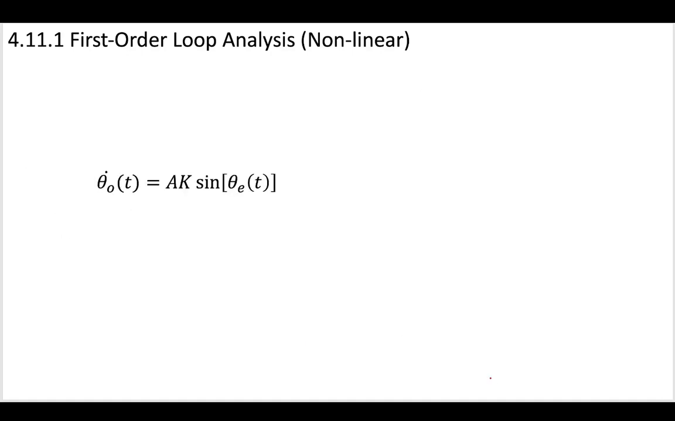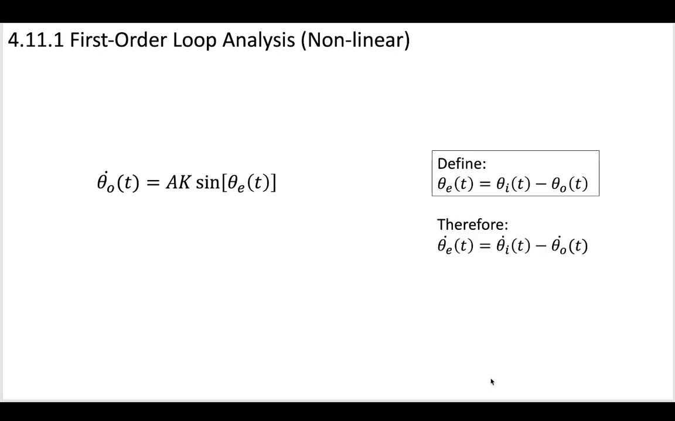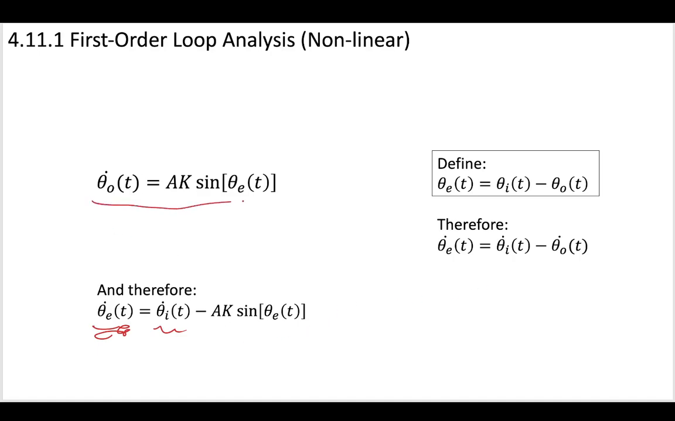So we have this entering the VCO, some AK sin θe(t) entering your VCO. Based on the definition of the error as being the input minus the output, we can also say that the derivative of the error is the input derivative minus the output derivative. Therefore, the error is equal to the input minus the output. So we take this output, put it in here, and we see that the error derivative is equal to the input derivative minus the derivative of the output.